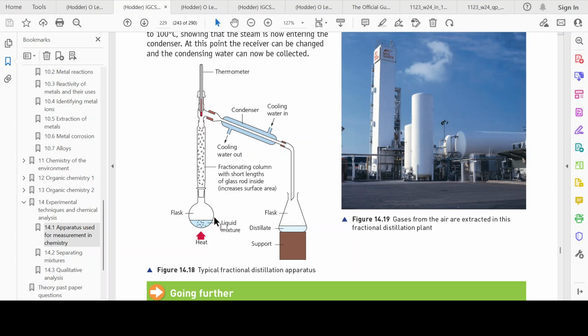So one liquid boils first, it moves into the fractionating column, right? And there's short lengths of glass rods inside, increasing the surface area, and it moves through that, goes up, and then again through the Liebig condenser, which has a cooling jacket around it with water passing through it. It condenses. The distillate is collected, sorry, into a flask.